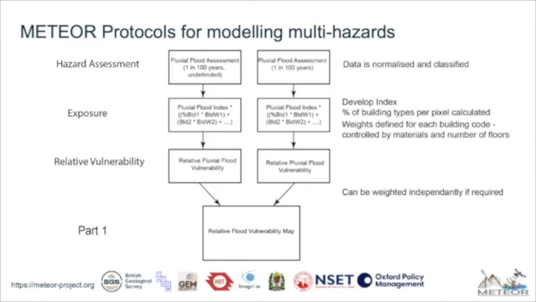Firstly, each data point from the hazard assessment is normalised and then converted to a classified flood value. After this, the flood value per pixel is multiplied by the sum of the weighted percentage of each building type in that pixel as a function of the total number of buildings per pixel. If there is more than one output for a specific hazard, for example, in this case, we have outputs for fluvial and pluvial flooding, these outputs are weighted either through expert elicitation or to reflect the frequency of hazard events, and combined to produce a relative vulnerability map for that hazard.